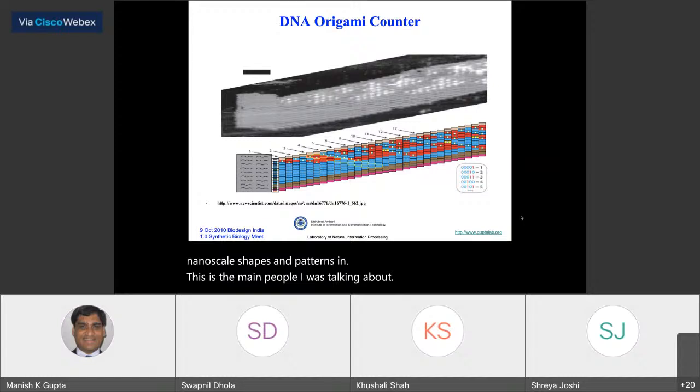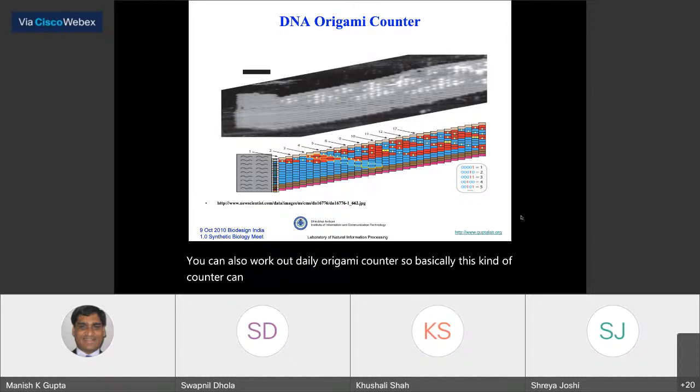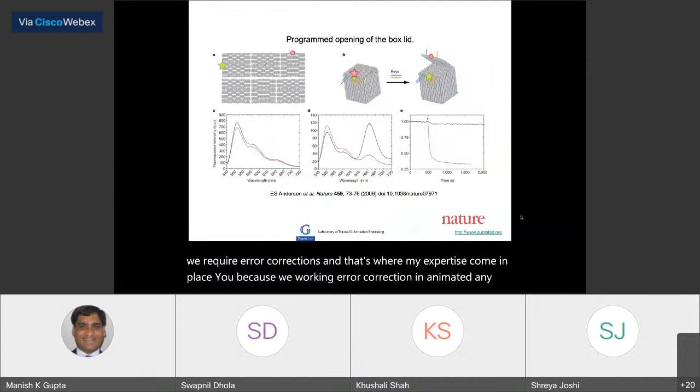You can also work out a DNA origami counter. Basically, this kind of counter can be created, which can count: 1, 2, 3, 4, 5. And in the real experiments, it makes some mistakes, but that's okay. Of course you require error corrections, and that's where my expertise comes in, because we work in error correction in any technology.